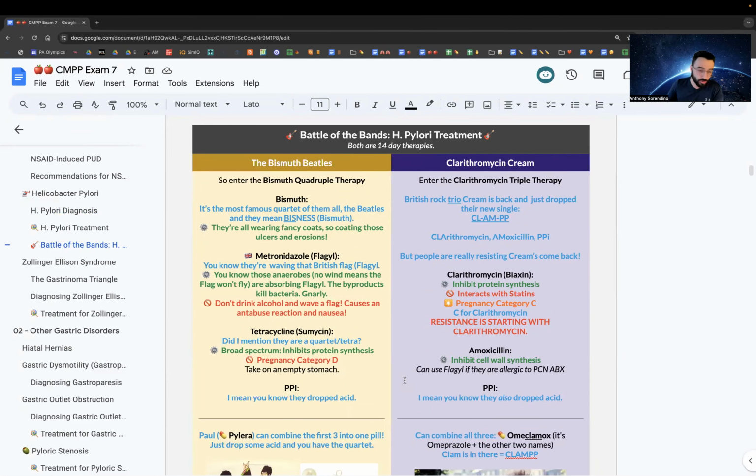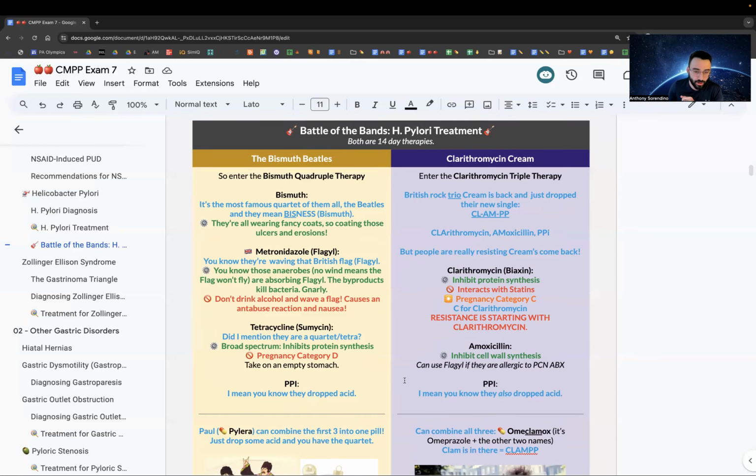Second here, you know they're waving that British flag. So metronidazole or Flagyl is our second med here. And you know that these are working against anaerobes, just so you know, like the function behind it. But the big part here is that when metronidazole Flagyl gets absorbed, the byproducts of metronidazole actually breaking down, that's what actually kills the bacteria. So that's the important part of the mechanism there.